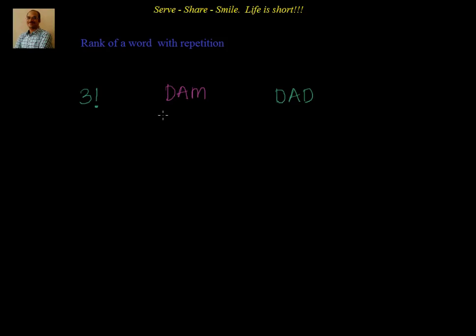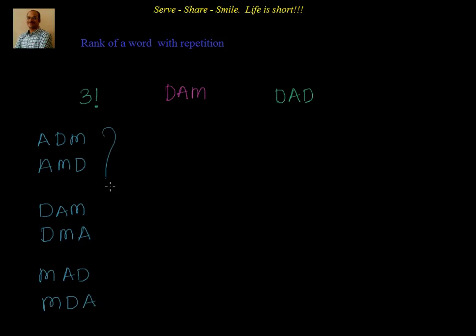Since it is only a small word, we can easily write down what they are. Starting with A, I have ADM, then AMD, then starting with D, I have DAM, DMA, then starting with M, I have MAD and MDA. So you can see that if it's a 3-letter word, you have 3 slots to be filled. First one can take any one of the 3. Second one will have only 2 to choose. The third one will be 1, which is nothing but factorial 3, which equals 6.